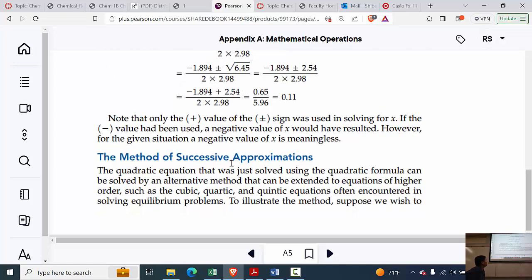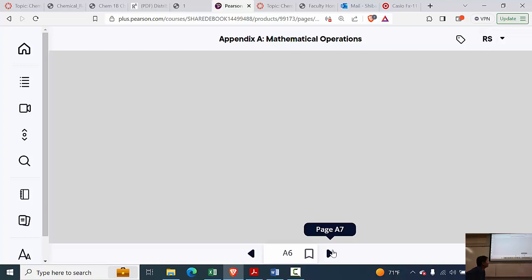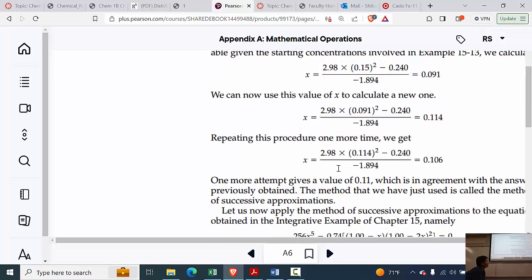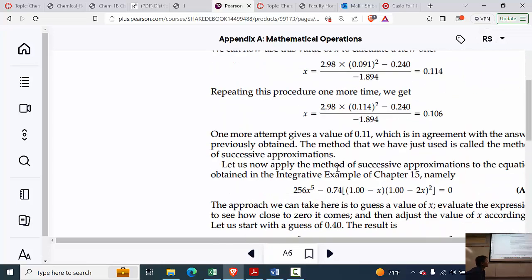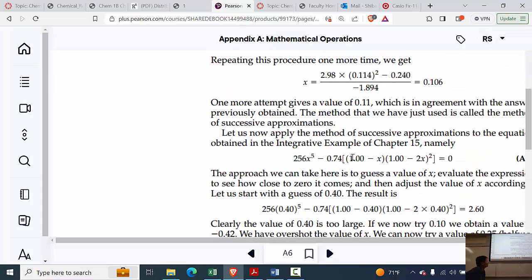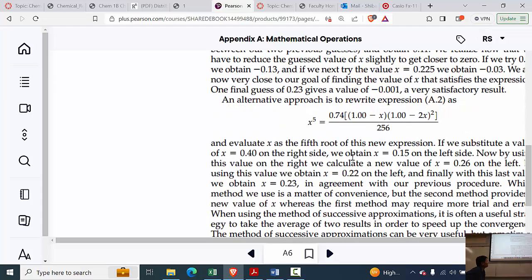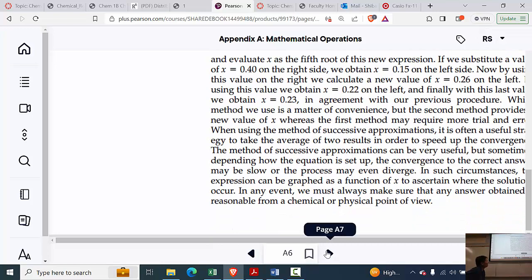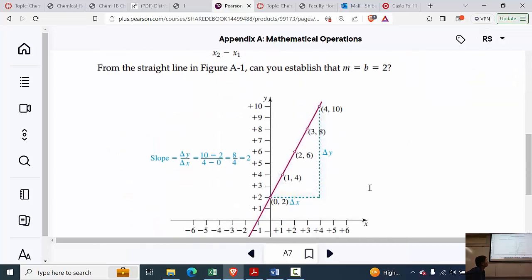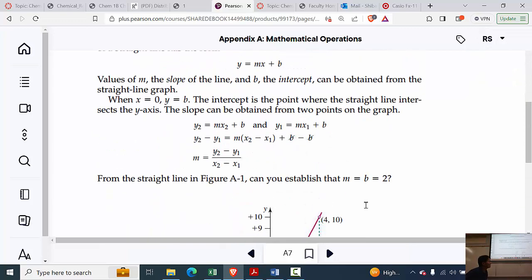All right, then we have the method of successive approximations. The method of successive approximations is also called the guess and check method. So if you don't want to use the quadratic formula, you can do the guess and check method. Or sometimes the quadratic formula is a bit of a pain to solve. We can use that method.